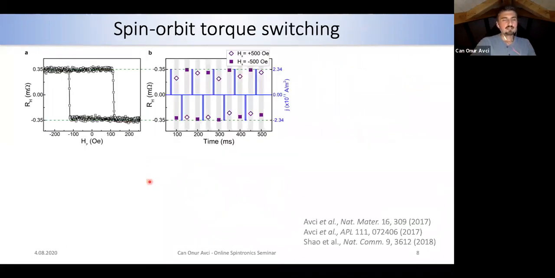So we know that now we can inject spin currents. Let's see if we are able to switch the magnetization. Here I explain how we achieve the magnetization switching. Here you see the typical anomalous Hall effect signal during an out-of-plane field sweep. And now we are sending a current and applying an in-plane field.